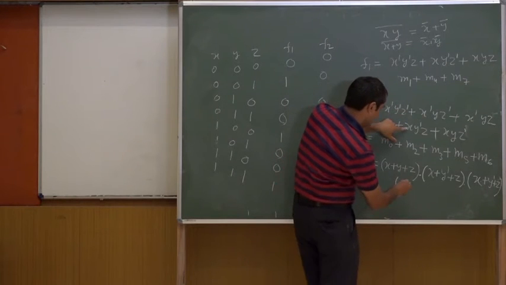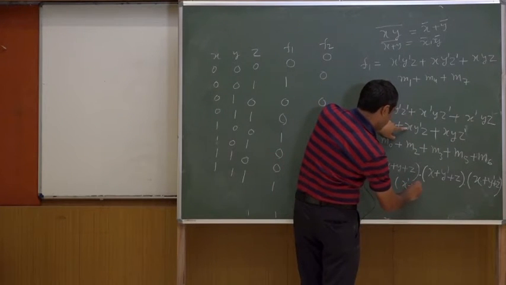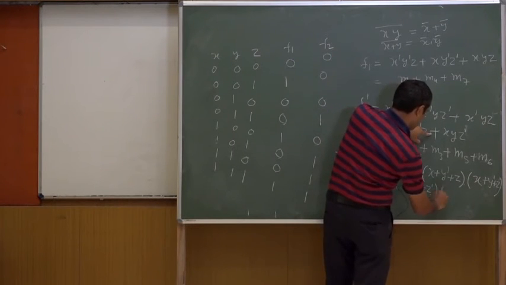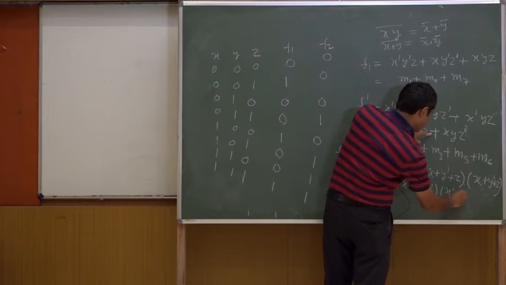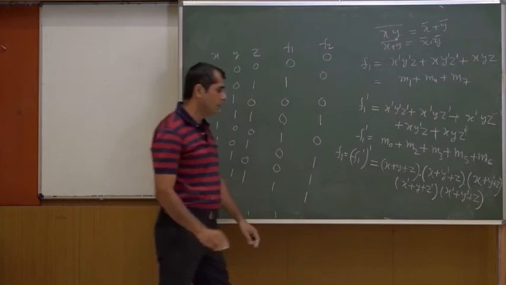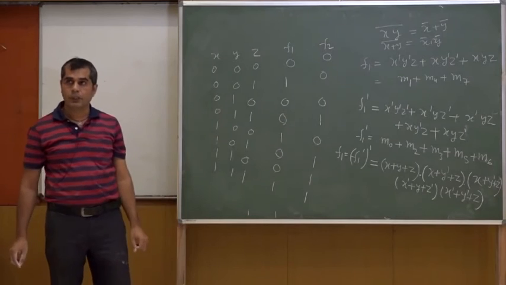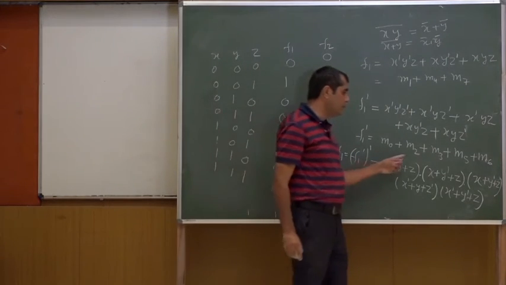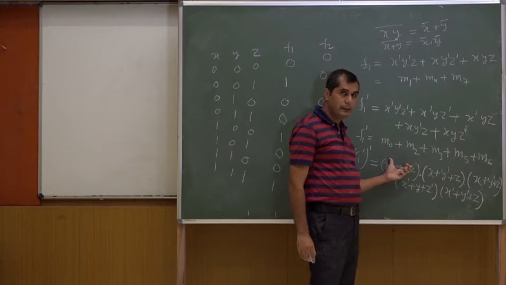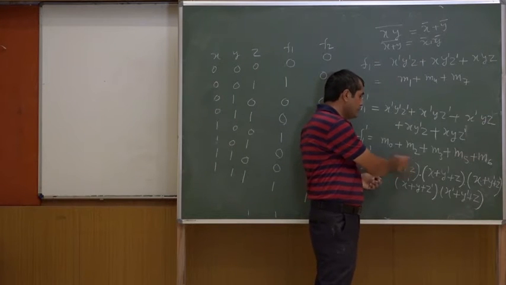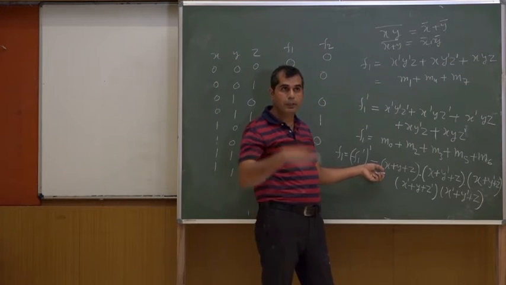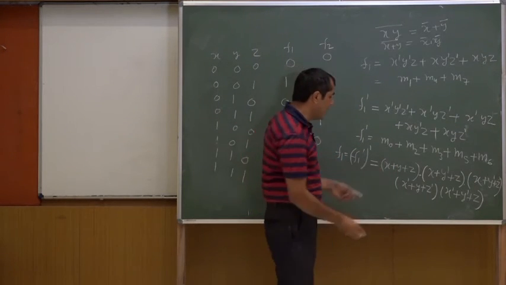into x prime plus y plus z prime into x prime plus y prime plus z. Okay. So, you can see that this is now suitable for max terms. Max terms are written like this. Max term x plus y plus z, what does it refer to? It refers to capital M 0, if you recall that table. So, this is capital M 0.